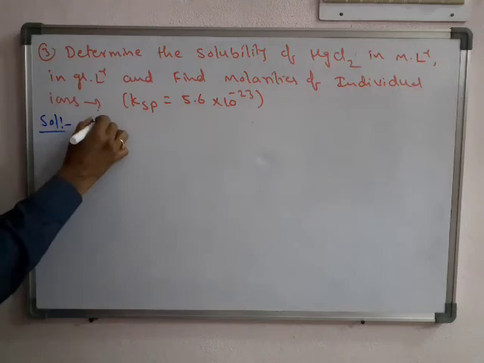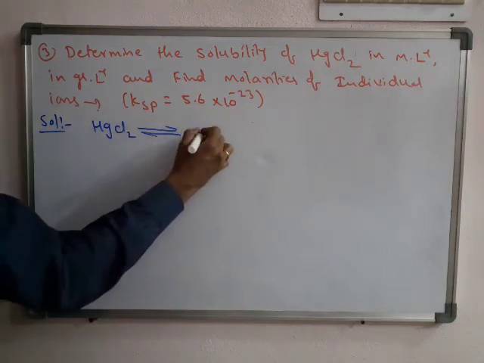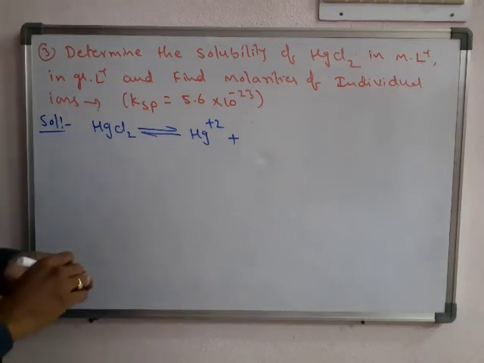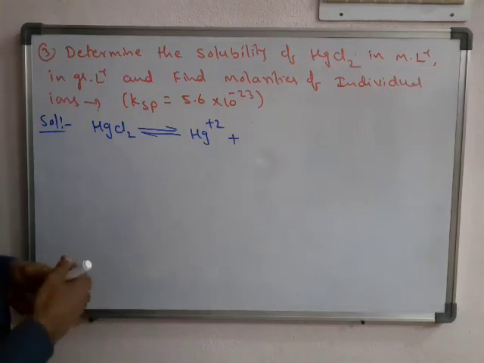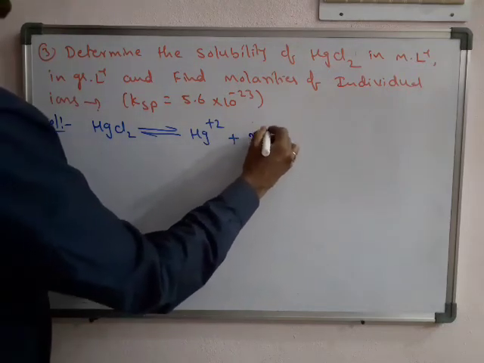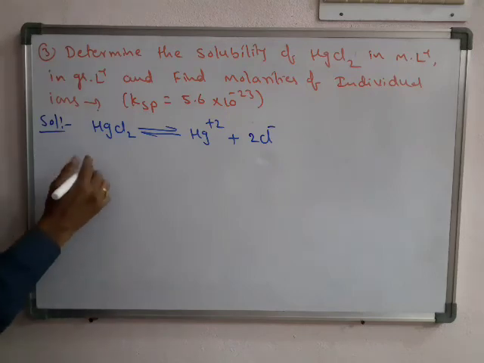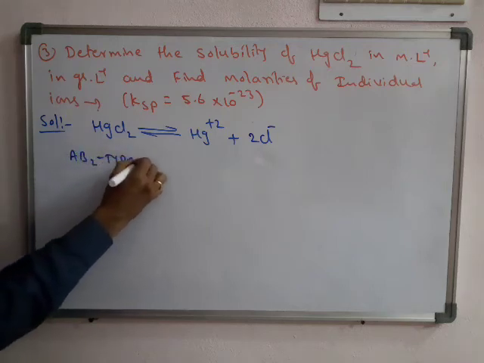So what is the type of salt? We know HgCl2 becomes the mercuric ion. Actually, I think it is mercurous, not mercuric. So Hg plus 2 and 2Cl minus. Okay. So this is which type of salt? This is AB2 type salt.